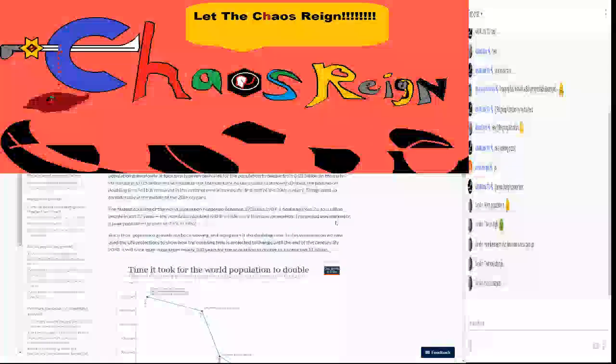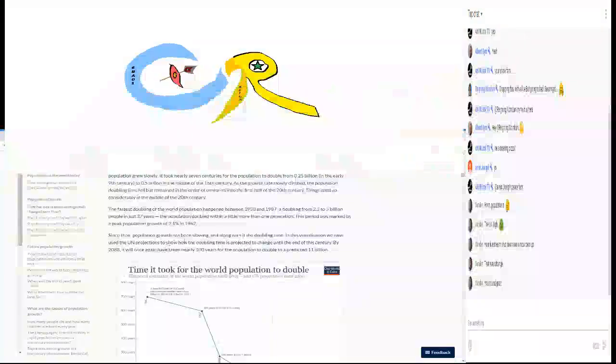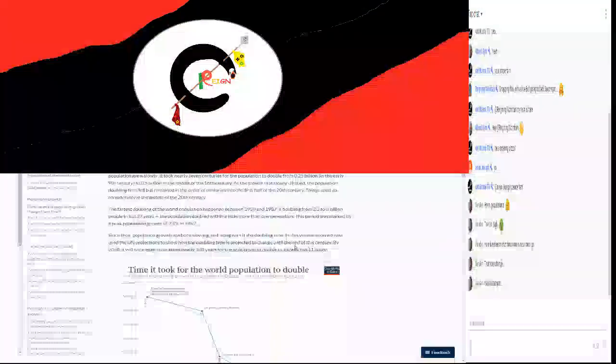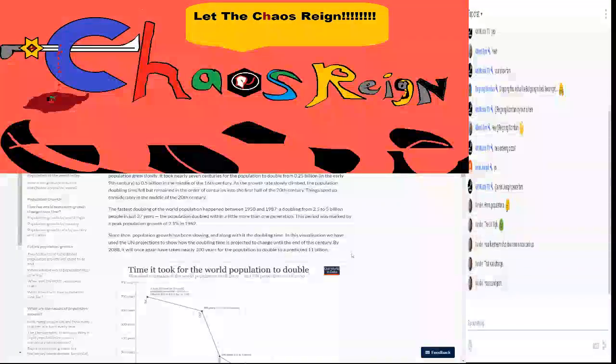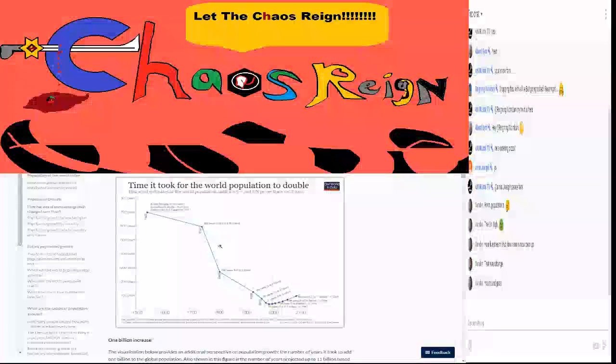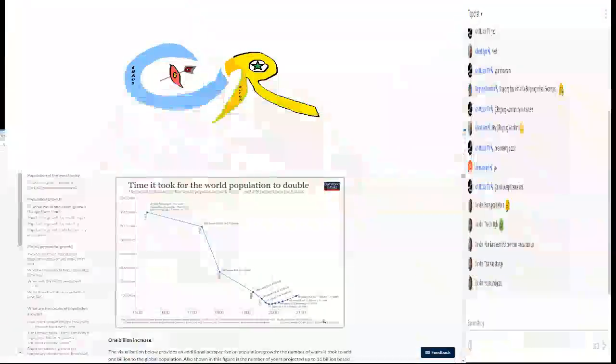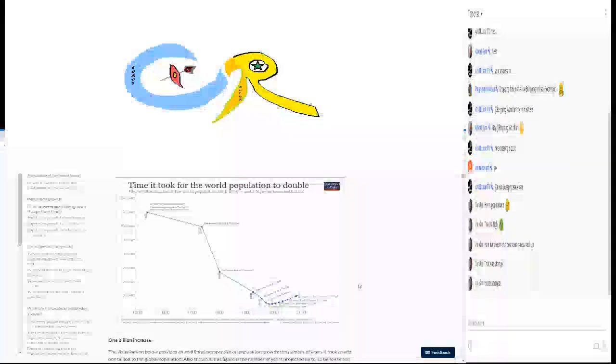All right, good. Let's continue. Like I was saying before, since then the population growth has been slowing, and along with it the doubling time is the visualization we have used in the UN projection to show how doubling time is projected to change until the end of the century. By 2088, it will once again take nearly 100 years for the population to double to a predicted 11 billion. And it shows here again how it's going to start declining. Once 2020 hit, it's going to dip further, and it said it will surge back up by the next century.